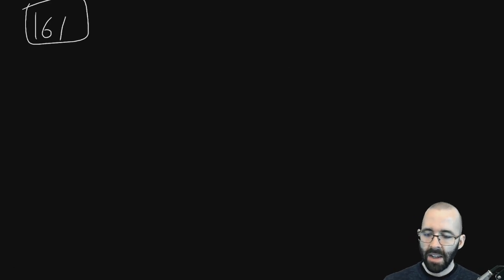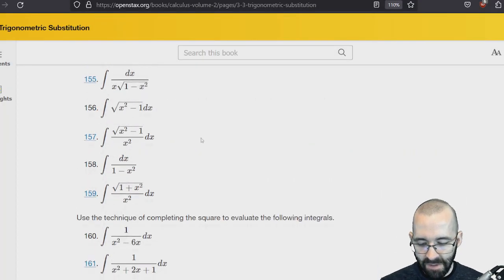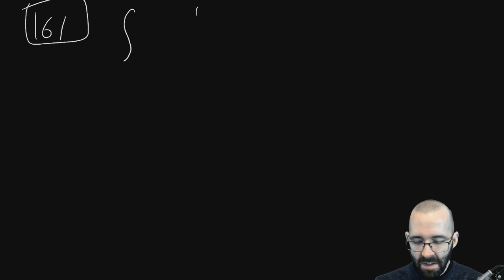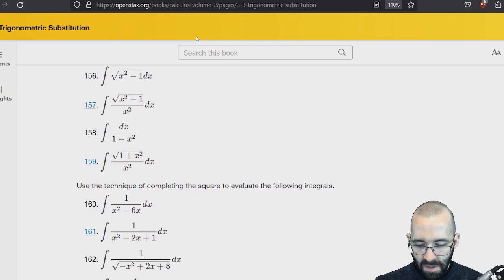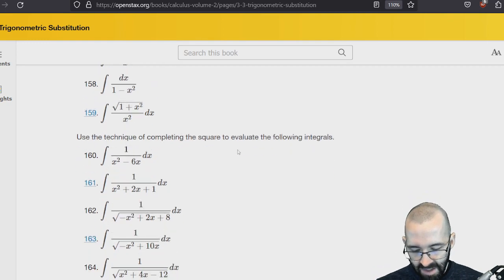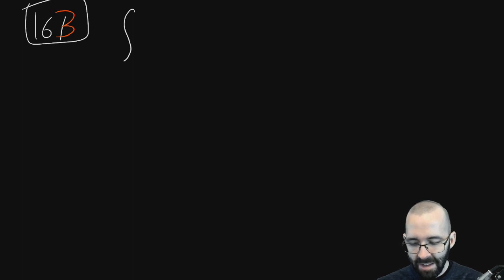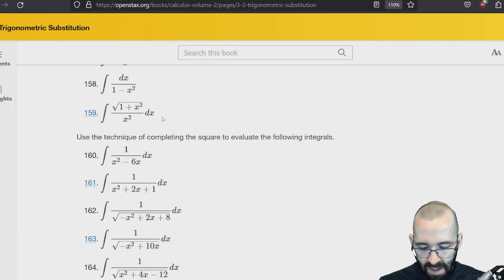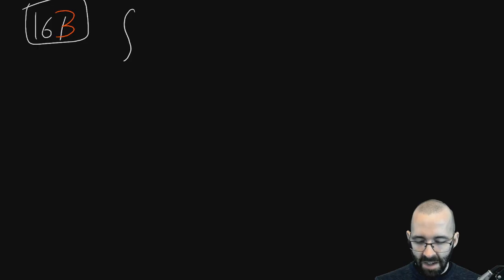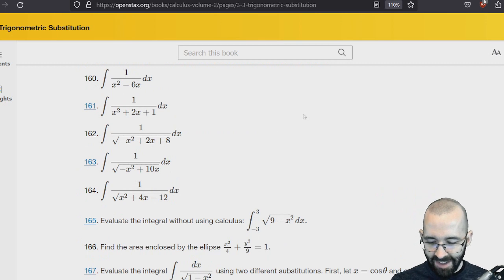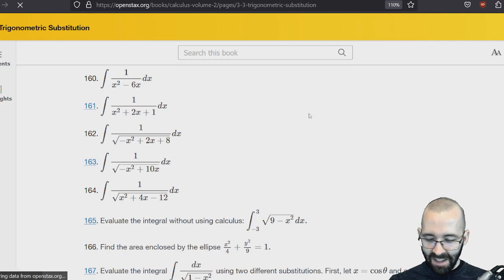All right, 161. I know one of these, I do some complete the square fun for you. Yeah, there we go. Integral of 1 over x squared plus 2x plus 1. Oh, let's not do this one. Let's do 163 instead. That's harder. I want to do something harder. 1 over the square root of negative x squared plus 10x. All right, OpenStax, you're going to do this to me, huh? Negative x squared plus 10x dx.